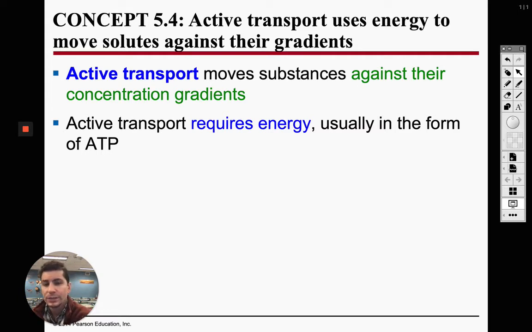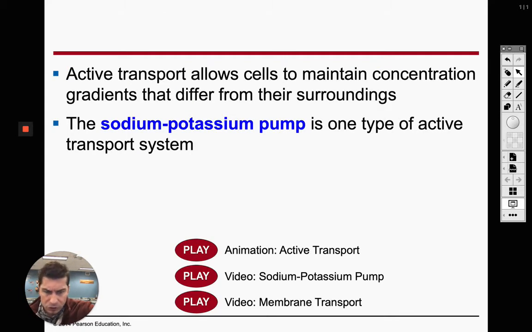And we're going to move these molecules against their concentration gradient. If you remember all the other ones, we were moving from high to low concentration. For this one, we're moving the opposite way. We're moving low to high concentration. And since we're moving against, that's why we need the energy. That's why we need the ATP. So our most common form of active transport is going to be the sodium-potassium pump inside of our cells.